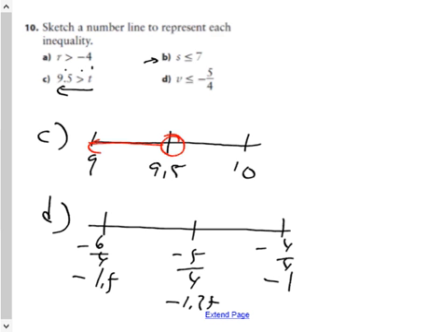So all values less than or equal to, so all values including it, so a closed boundary point, and all values less than that on a negative number line would go this way, because negatives get smaller the farther down the line you go.